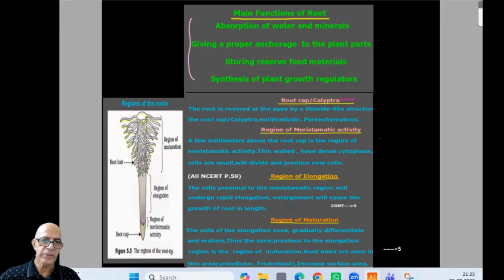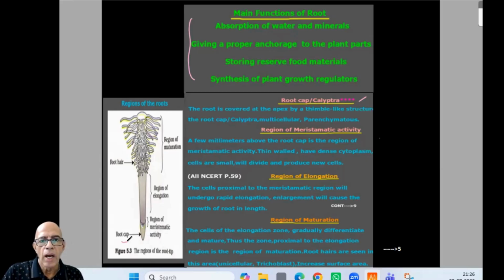Now comes another famous diagram for theory and NEET exam: parts of a typical root tip. One is the root cap, which is otherwise called calyptra. The root is covered at the apex by a thimble-like structure, the root cap or calyptra. It is normally multicellular and parenchymatous.